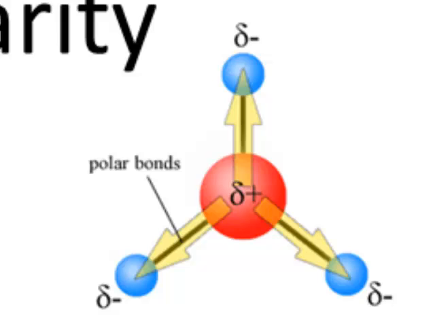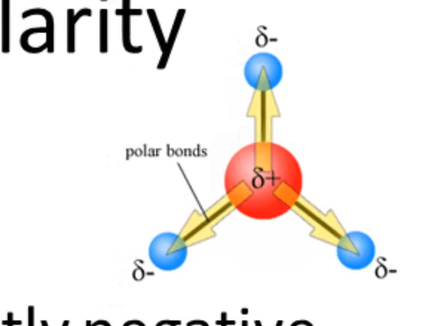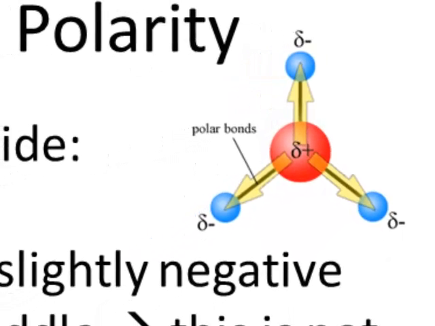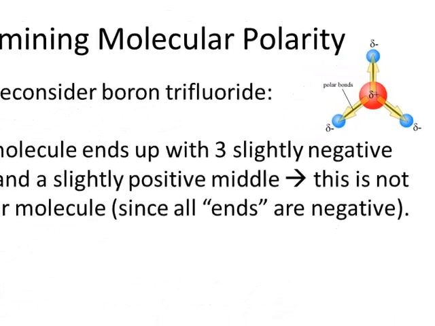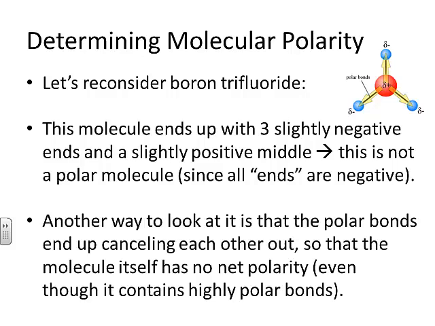Now, this is a trigonal planar molecule. That central atom is right in the middle of a planar triangle. So that middle is not an end, which means there is no positive end on this molecule. There are only negative ends. Since all ends are negative, we cannot have a polar molecule here. You have to have at least one of each.